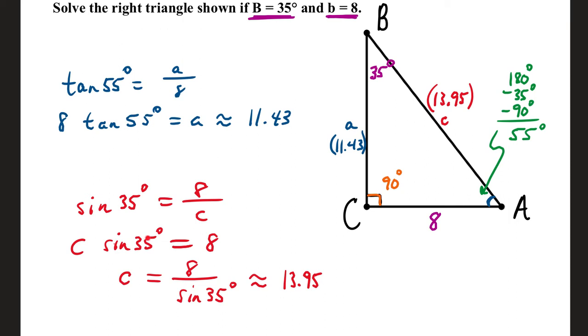Divide both sides by sine 35. C is equal to 8 divided by sine of 35 degrees, which also comes out to the same value as if you were to use Pythagorean theorem. So you have more than one way to do them. This is just one way, and we decided in class to set it up with a trig ratio.